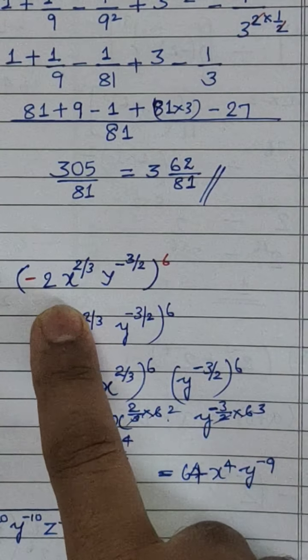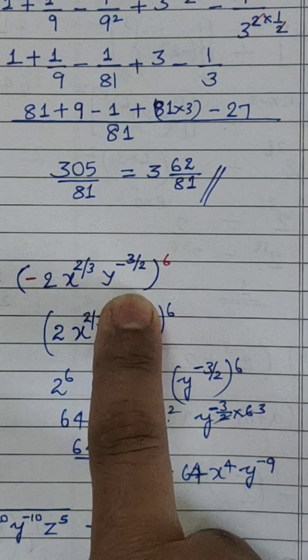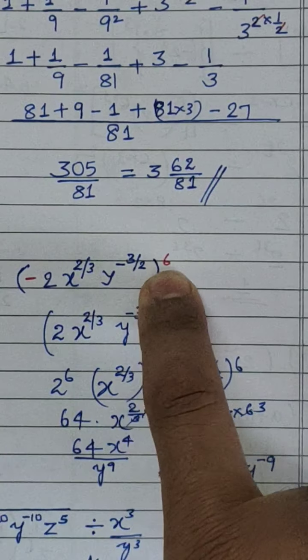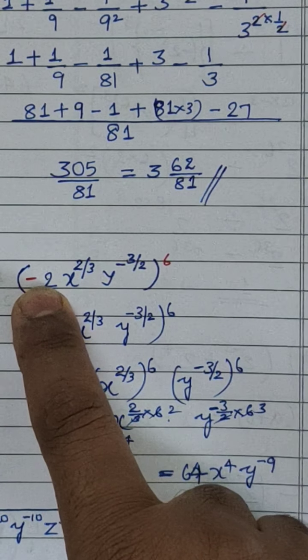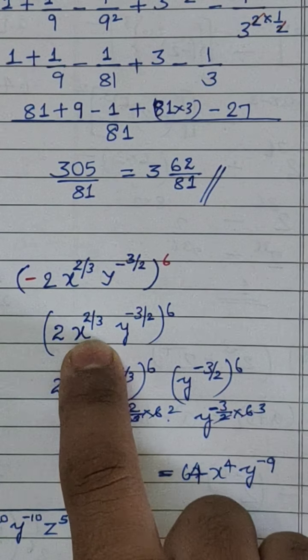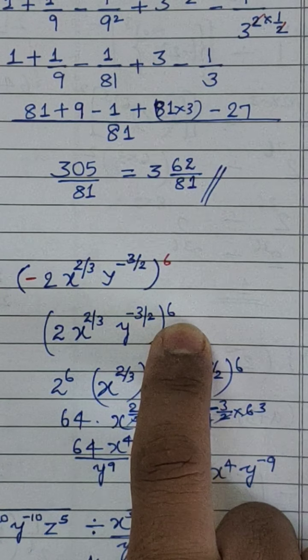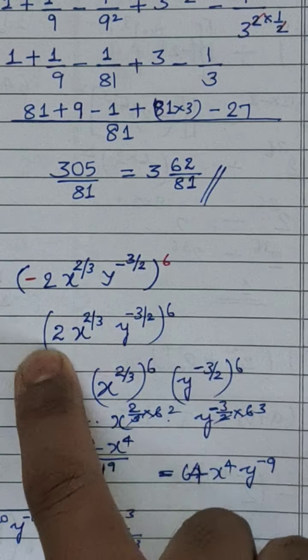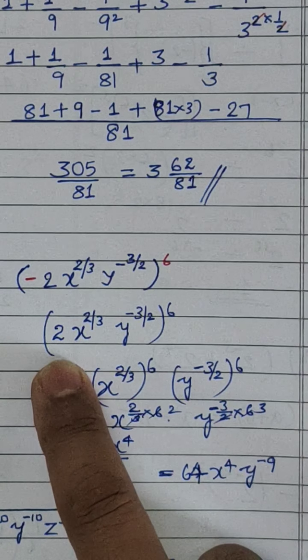Minus 2 x to the power of 2 by 3 y to the power of minus 3 by 2, to the power of 6. Because the power is even, which is 6, this minus sign will become positive. So (2 to the power of 1 into x to the power of 2 by 3 y to the power of minus 3 by 2) whole to the power of 6. So bring this in using the formula (a to the power of m) whole to the power of n is equal to a to the power of mn.